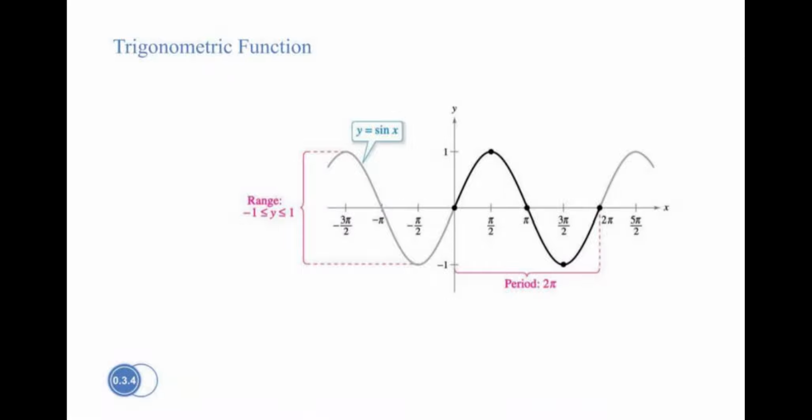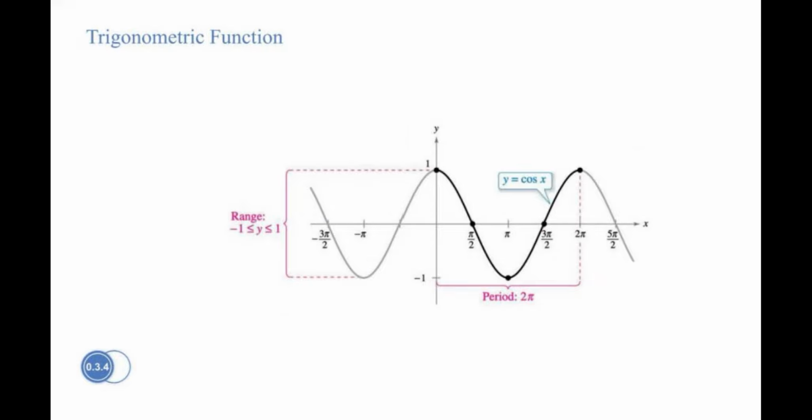This is the graph of y equals sine x. The sine graph is a wave that repeats forever. Its range is from -1 to 1, so the graph never goes above 1 or below -1. The period is 2 pi, which means one full cycle of the graph takes 2 pi units. Sine starts at 0, goes up to 1, back to 0, down to -1, and then returns to 0.